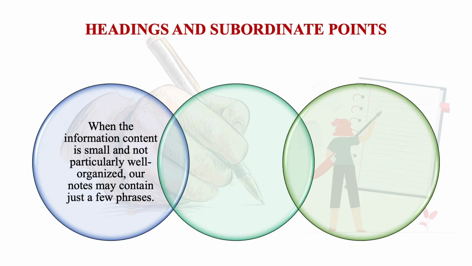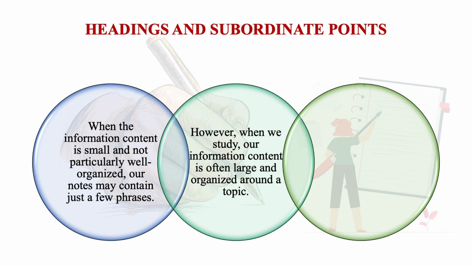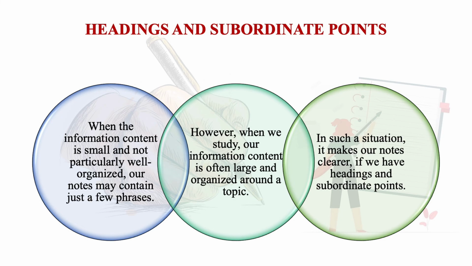subheading points also. Headings and subordinate points are used when the information content is very small and not particularly well organized, then our notes may contain just a few phrases. However, when we study, our information content is very often large and organized around a topic. What happens in such a situation? In such a situation, it makes our notes much clearer if we have headings and subordinate points.